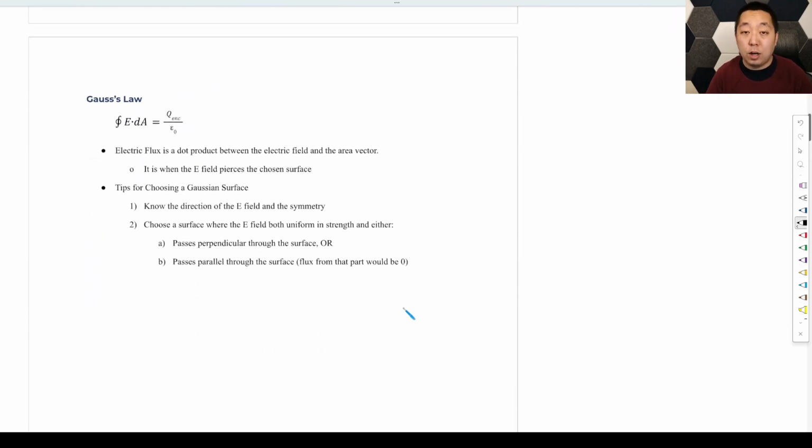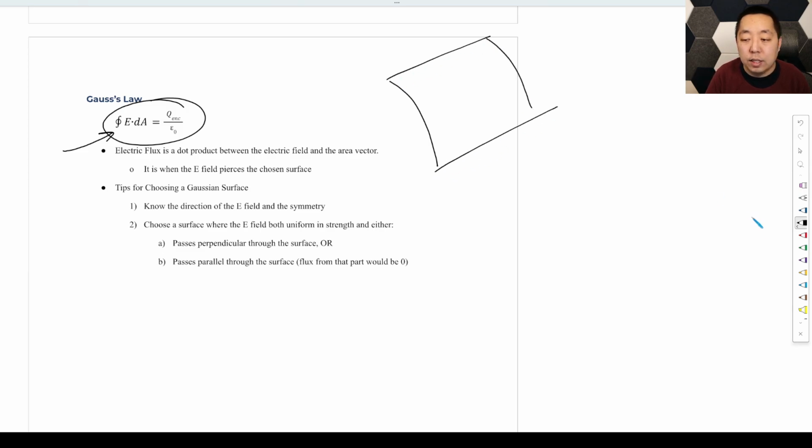Okay, Gauss's law, arguably the most important part of electrostatics, the thing that you'd be tested on most, and probably the hardest thing for most people to understand, so make sure that you understand Gauss's law. The left part of this integral here is what we call the flux integral. It is a dot product between the electric field and the area vector. So if I have a surface, electric flux is like trying to think about how many of these imaginary electric field lines are piercing the surface here.